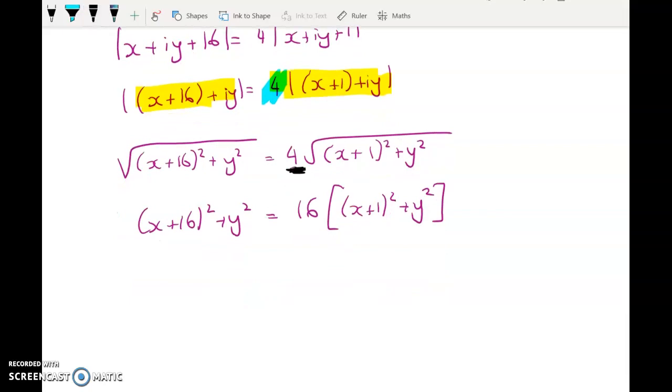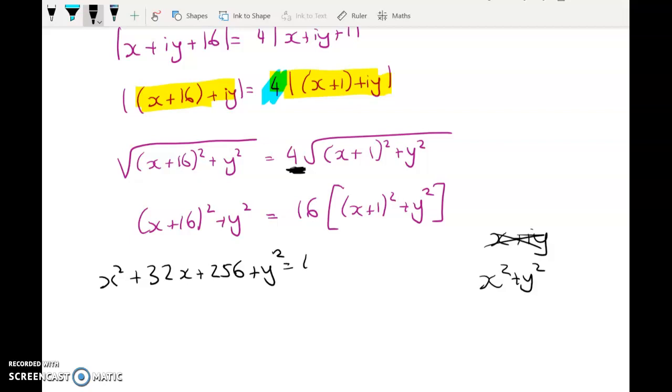So now the obvious next thing to do is just to expand everything out. But remember that what we're looking for here is not x plus iy. We're not ending up with a value for z. We're looking for the modulus of z, which is x squared plus y squared. And you can see a whole bunch of square terms in here, so hopefully something good is going to happen with those. x squared plus 32x plus 16 squared, which is 256, plus y squared is equal to 16 times (x squared plus 2x plus 1 plus y squared).